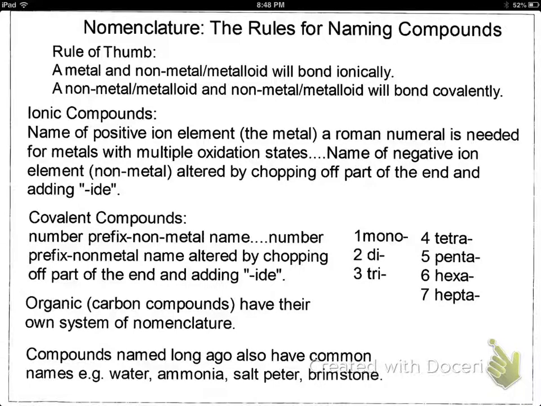We see how this is an example of the rule for naming ionic compounds. The first thing we did is simply said the name of the positive ion, the sodium. Sometimes we need to add a Roman numeral to that. We're not going to worry about that at this point. Then we put the negative ion name, but as we saw, we chopped off the end of the name chlorine and added this IDE ending.